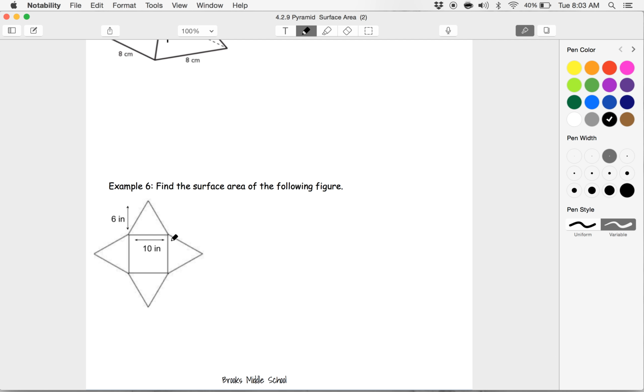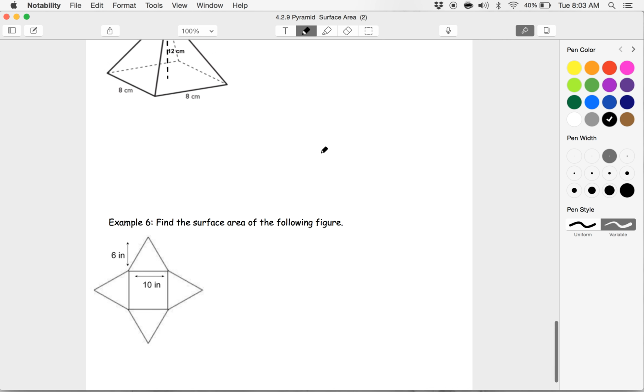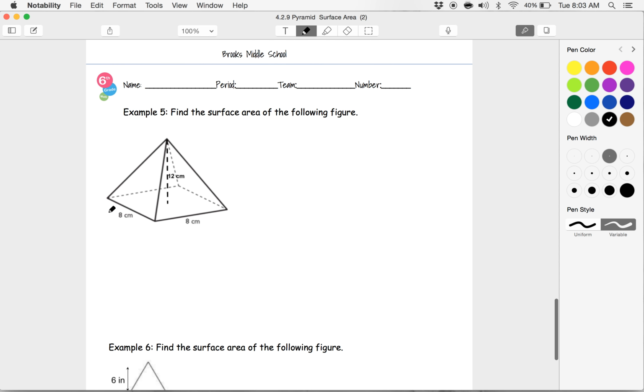I want you to try it on your own first without me. See if you can do it by yourself. And then turn the video back on and see if you match the answer that I have. Okay? So again, at this time, I want you to try example 5 by yourself. Okay, if you have tried example 5, let's see how you did.